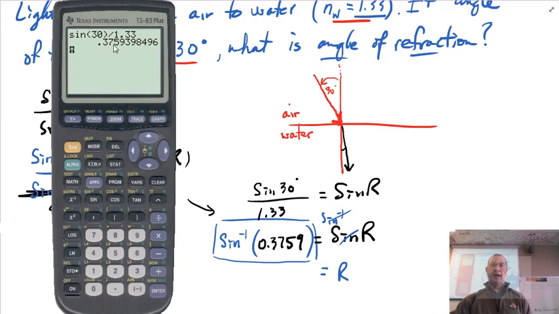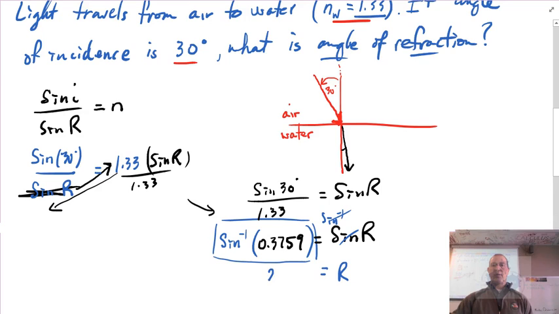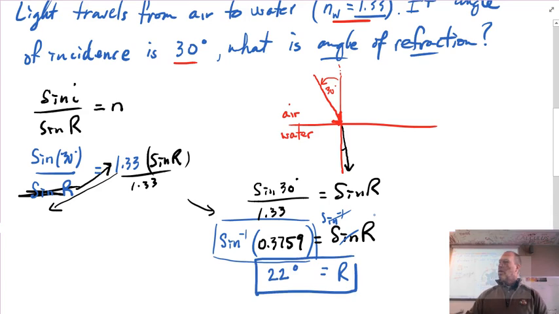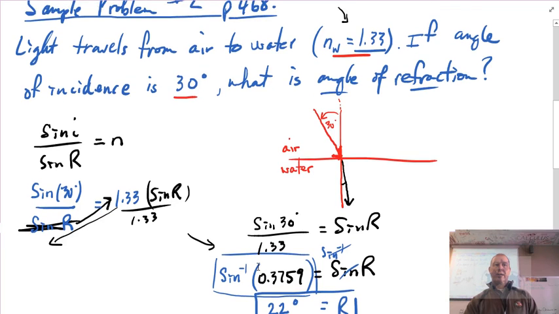And if you have that decimal up, you don't have to retype it in. Just go second function sine, and then you should have an answer button or something similar on your calculator. So the sine to the -1 of the answer. So we should have 22.08. To the nearest degree, we're going to go 22 degrees. Okay? So once again, in order to find r, you need to do second function sine of both sides. Okay? So that's how you find the angle of refraction in this question.